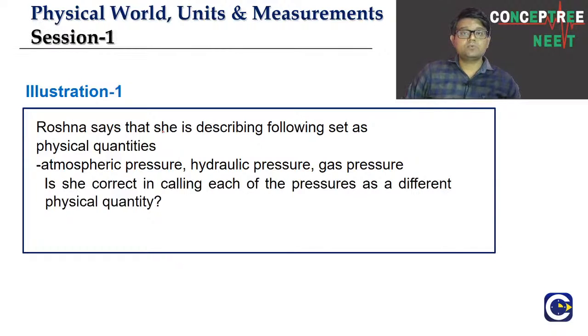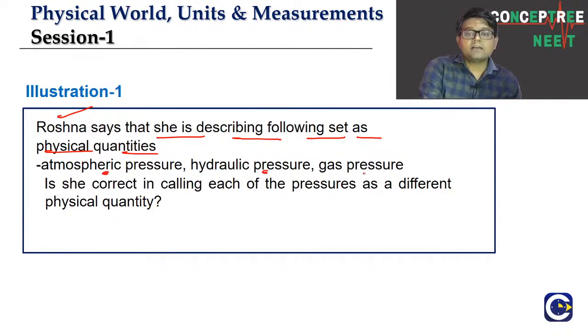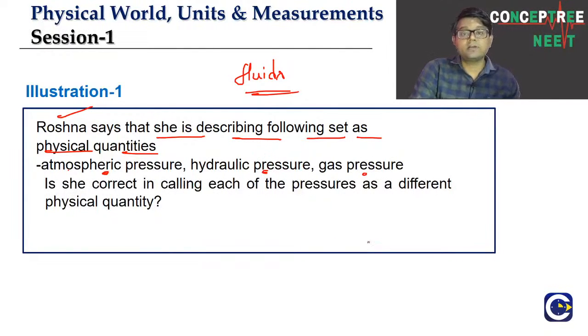I think Roshna probably is a student of this class. Roshna says that she is describing the following set as physical quantities. They are giving some things here. Atmospheric pressure, the pressure created by the atmosphere. Then hydraulic pressure, the pressure created by the fluids. We will learn about this; we have a chapter, properties of fluids and solids. Then gas pressure. So what Roshna is saying is that atmospheric pressure, hydraulic pressure and gas pressure are all physical quantities.